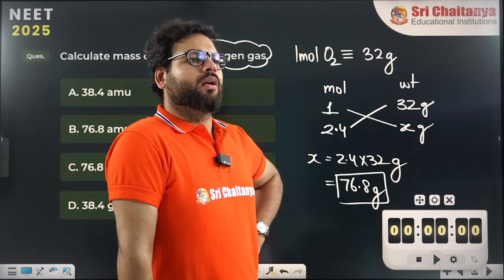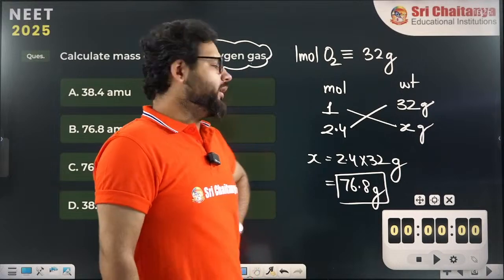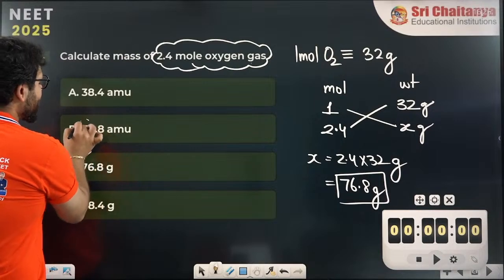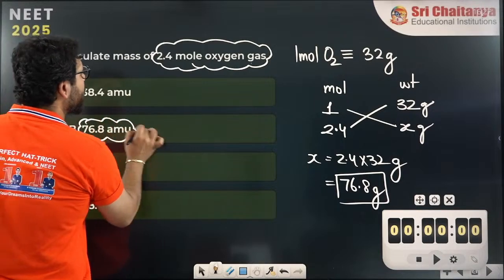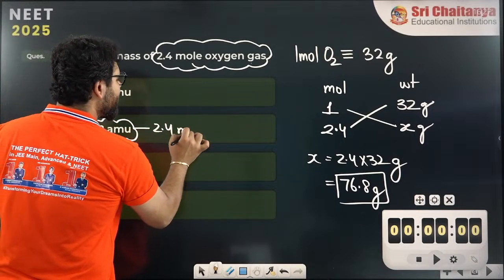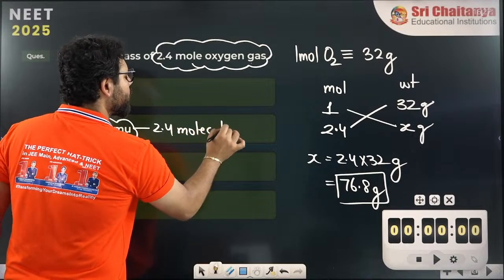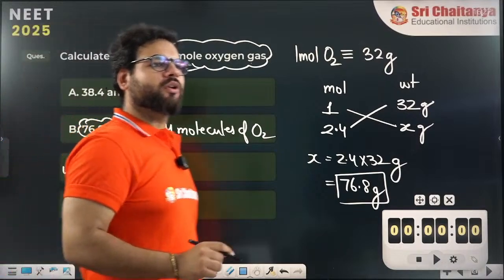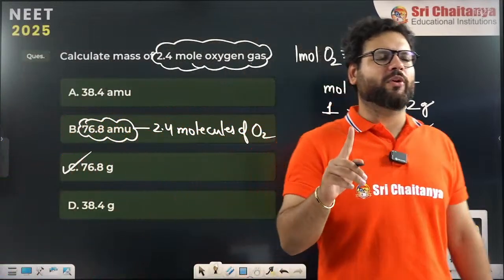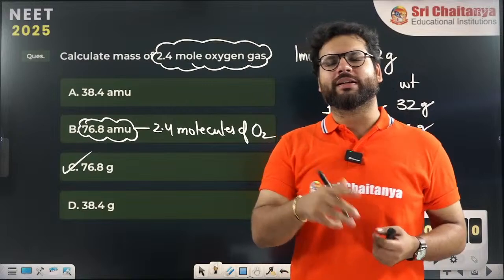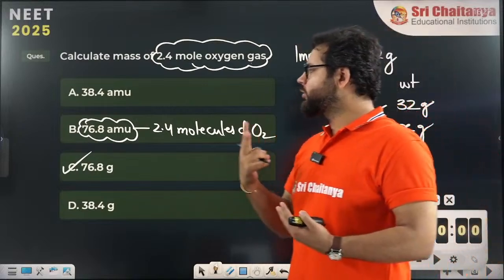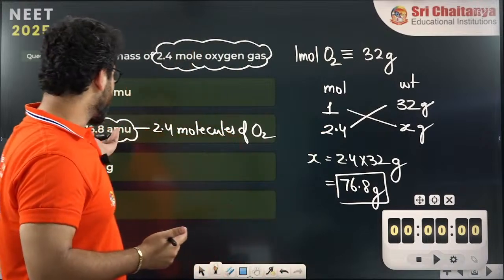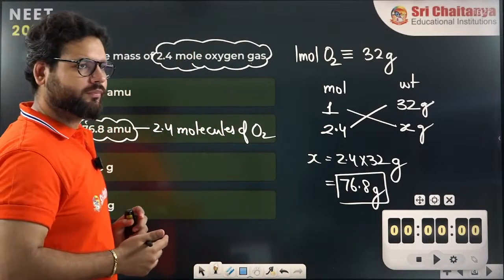Okay. Is it clear? 76.8 AMU is the mass of 2.4 molecules of O2, not moles. AMU is always used for a single molecule. One molecule of oxygen is 32 AMU. Two molecules of oxygen are 64 AMU. 2.5 molecules are 80 AMU, like that.